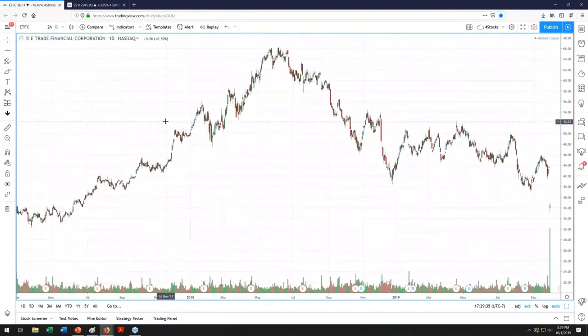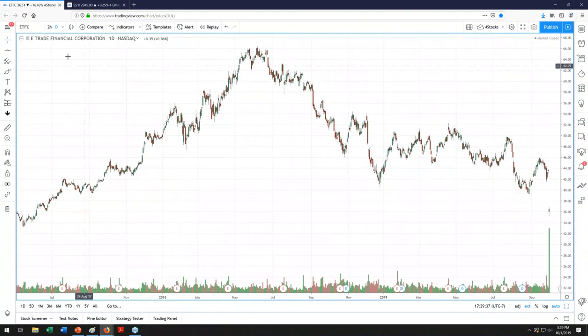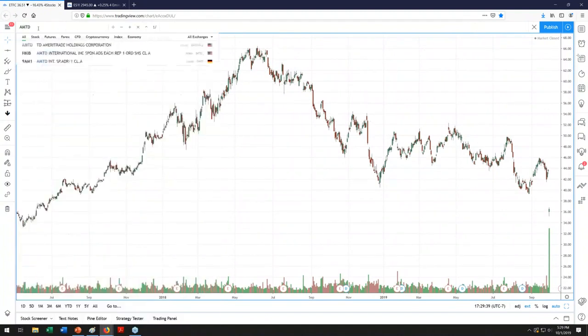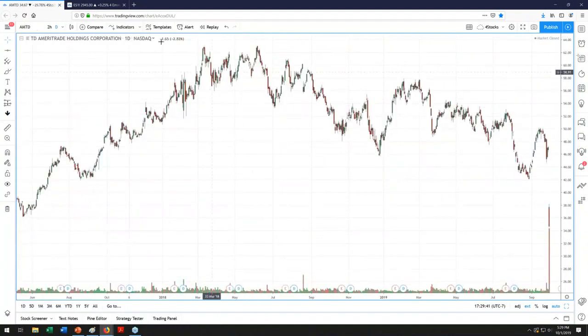Okay, so here is that drop in E-Trade, Ameritrade, even more so. And please note all of the downtrends. So it's not like it has happened so unexpectedly. Whoever is in the industry, they know the trends of the industry, and obviously the smart money was capitulating earlier.